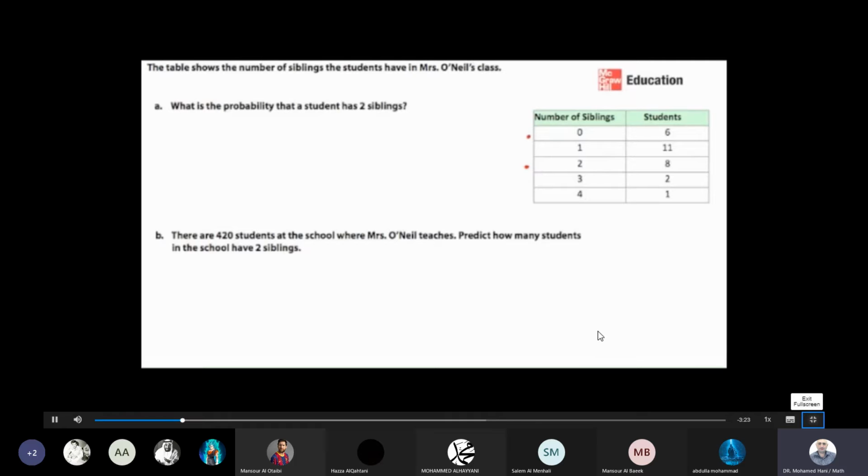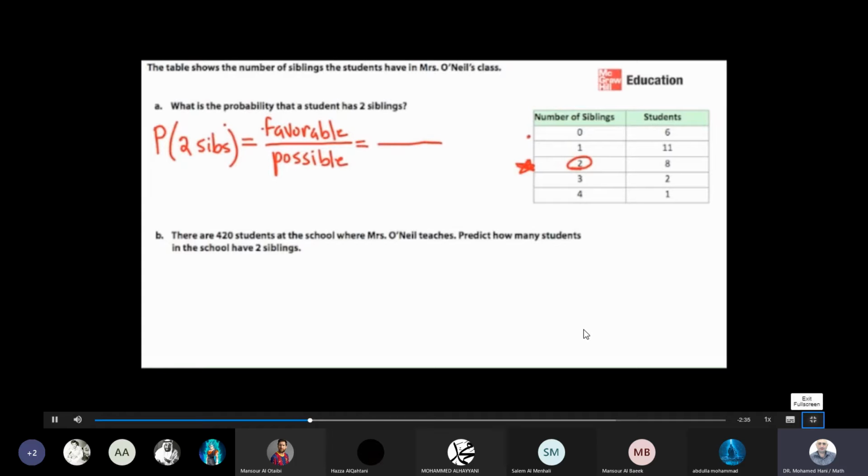Let's see what we're asked to find. Part A, what is the probability that a student has 2 siblings? So we are going to be looking at this row at some point. Okay, probability of having 2 siblings. The ratio, the number of favorable outcomes over the number of total possible outcomes.